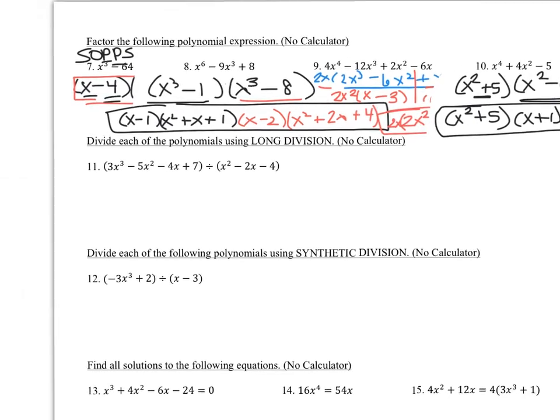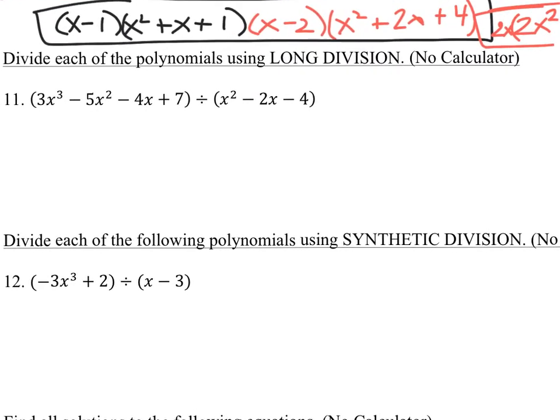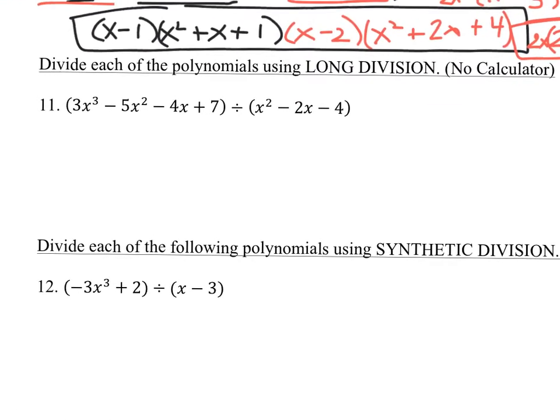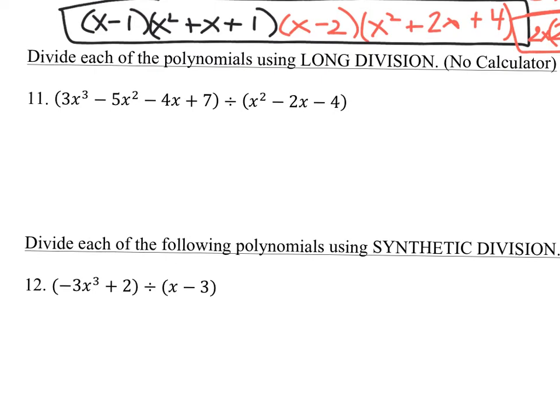Alright, let's go ahead and do this next one, number 11. Divide each of the polynomials using long division. Alright, so I have 3x cubed minus 5x squared minus 4x plus 7 divided by, oops, that's a square root sign, divided by x squared minus 2x minus 4. So first question I have to ask myself is, okay, x squared times what is going to get me 3x cubed? Well, 3x.